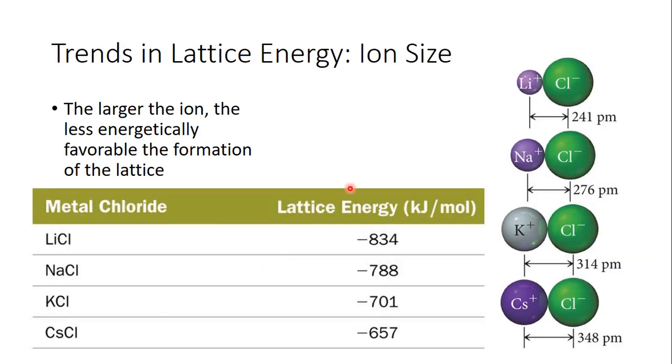And if we look at trends in lattice energy, we'll see the smaller the ions in our lattice, the greater the energy, the more negative the energy is. So if you look at lithium chloride versus sodium chloride, the energy is more favorable in lithium chloride. And that is because with smaller ions, the charges can come closer together, which allows for this more favorable complex.